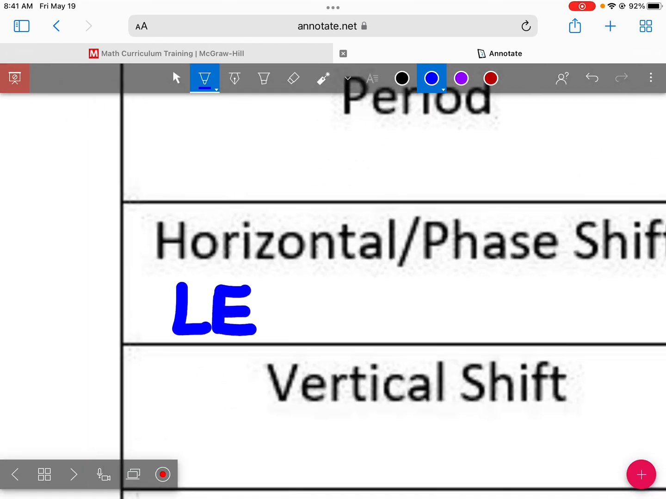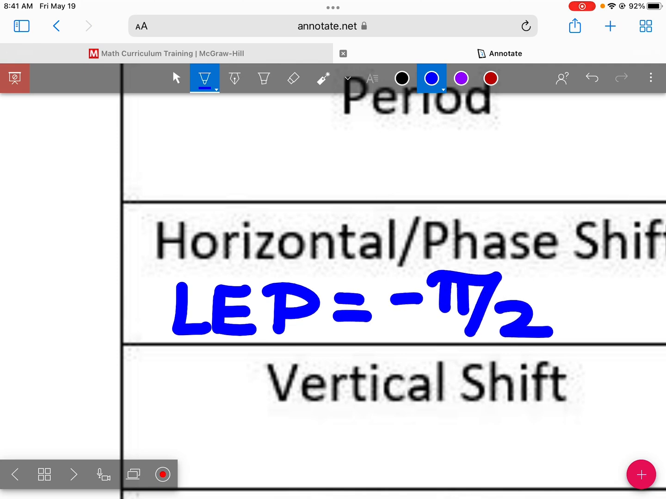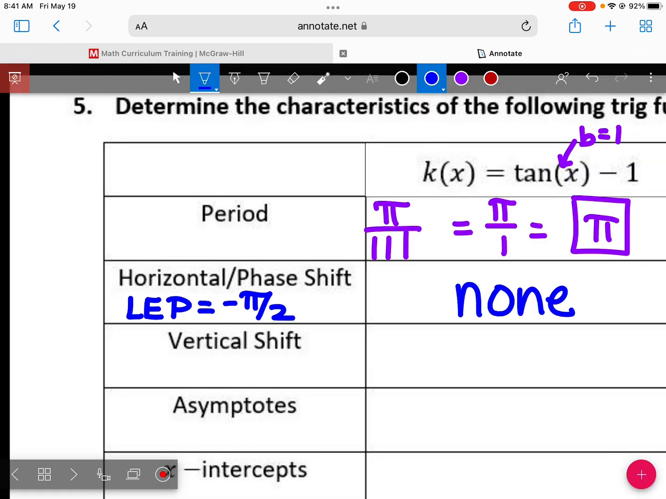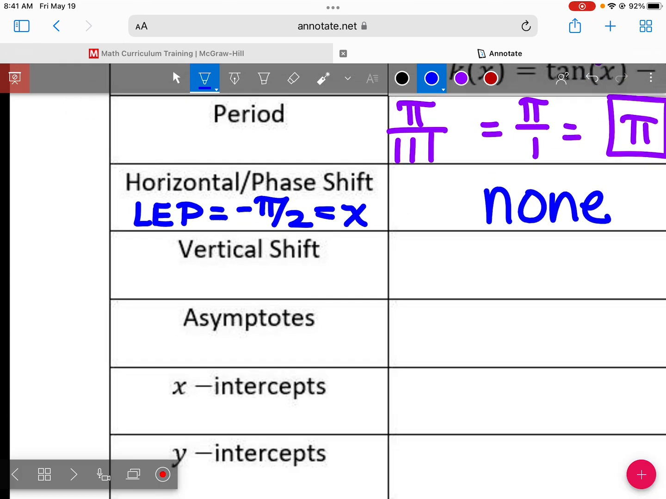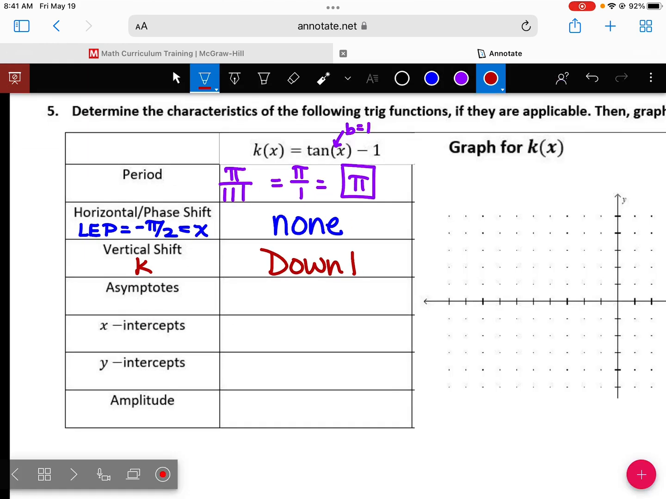Right, so the left endpoint is -pi over 2 for tangent. And we don't have anything but x inside the parentheses, so that is equal to x. Do we have a vertical shift at all? Down 1. Where did you get -pi over 2? That is the left endpoint for tangent.